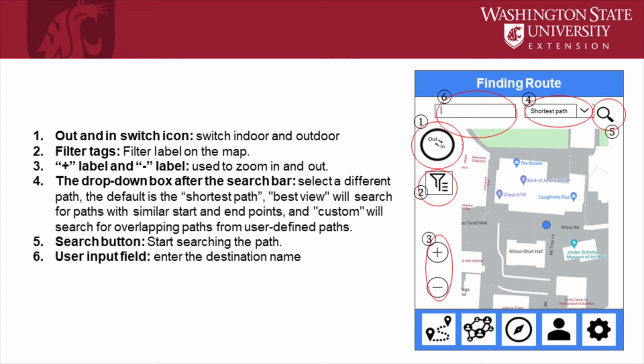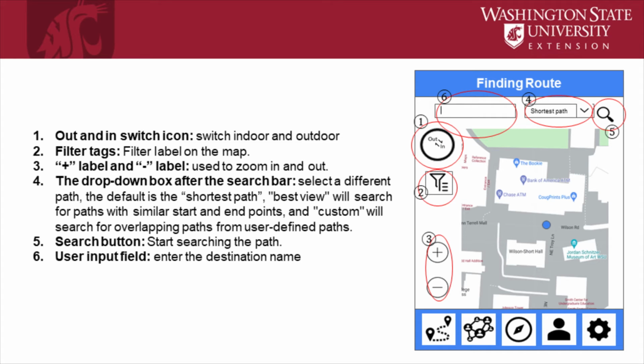The first button on the left is the switch indoor and outdoor button. When the user enters a building, the user can click the button to switch from outdoor mode to indoor mode. The second button is filter target, which can filter labels on the map, and we also provide zoom in and zoom out buttons, which can manually zoom anywhere in a specific place on the map.